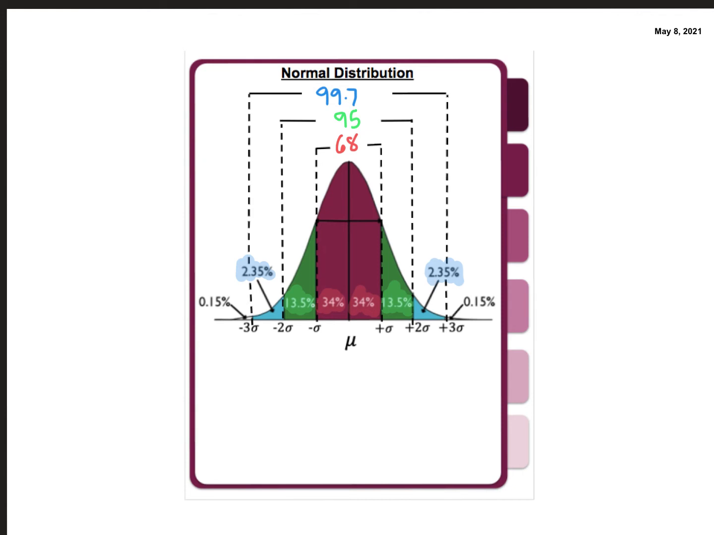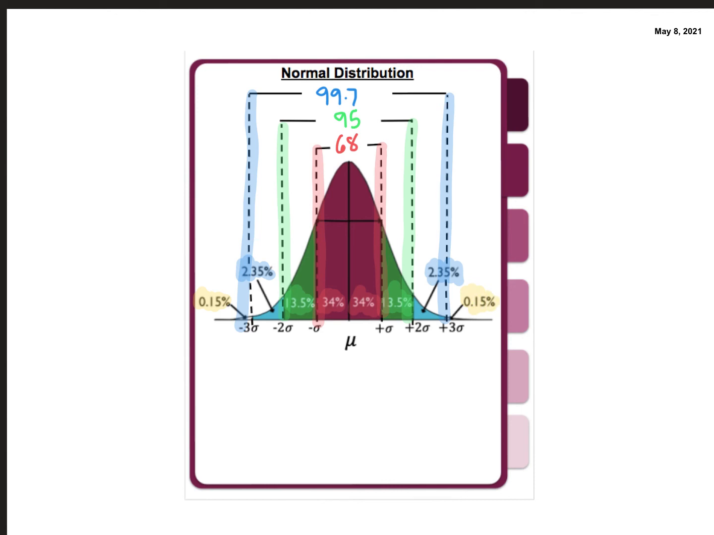So between my two, let's make them blue lines, we have 99.7% of my data. Between my two green lines, we have 95% of my data. And between my two red lines, we have 68% of my data. Now, in order to make our normal distribution, we need to know how to find a few things. Before I move on from that, notice that you have 0.15% of your data outside of your 99.7%.